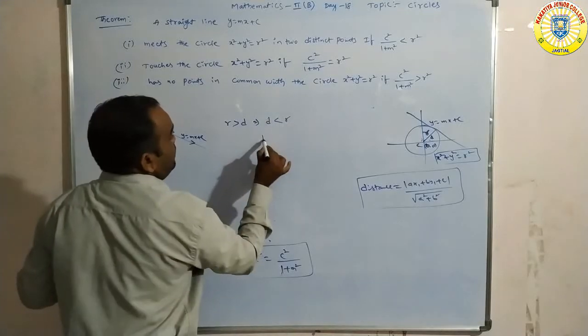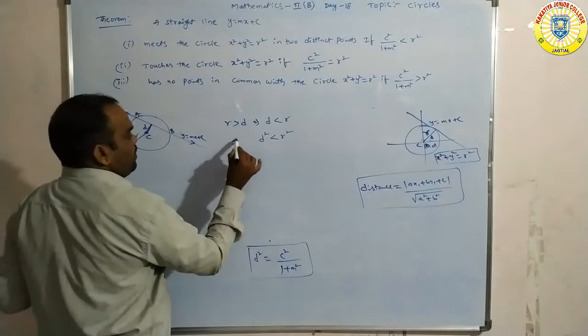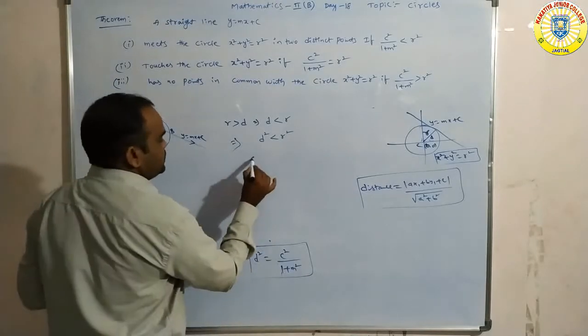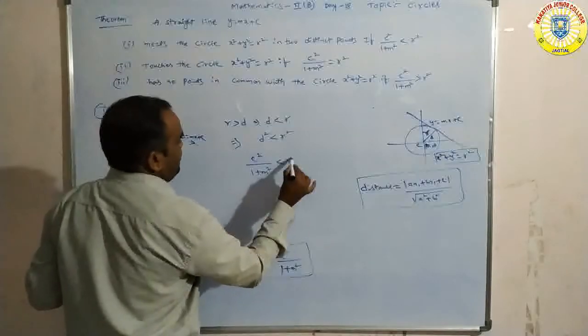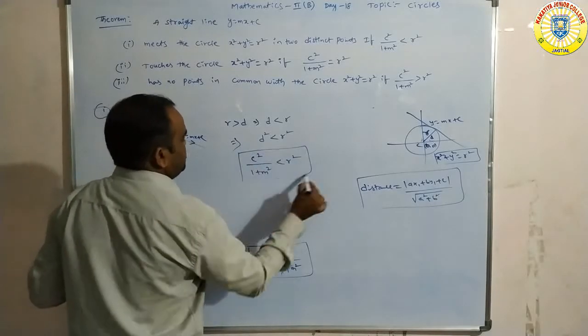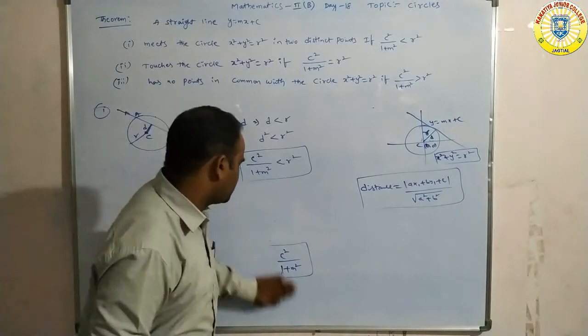So here r is the greatest value, r greater than d, that implies d less than r, so d square less than r square. But what is the value of d square? Here c square / (1 + m square) is less than r square. This is the value of d square.